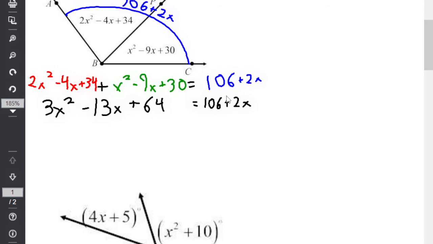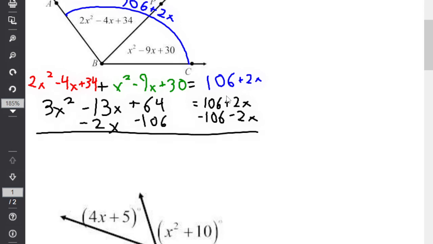And now we're going to get this set equal to 0. Remember, I always bring it to the side that has the largest x squared. Well, the left side wins because the right side doesn't even have an x squared. So we're going to move everything to the left. This 106, move it over to the left side. This 2x, subtract it away so that it goes over to the left side. We're kicking everything out of this right side so that I get 0.